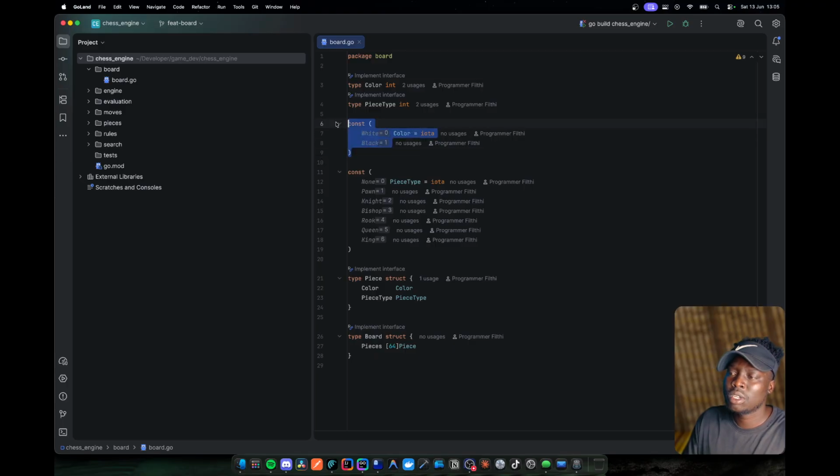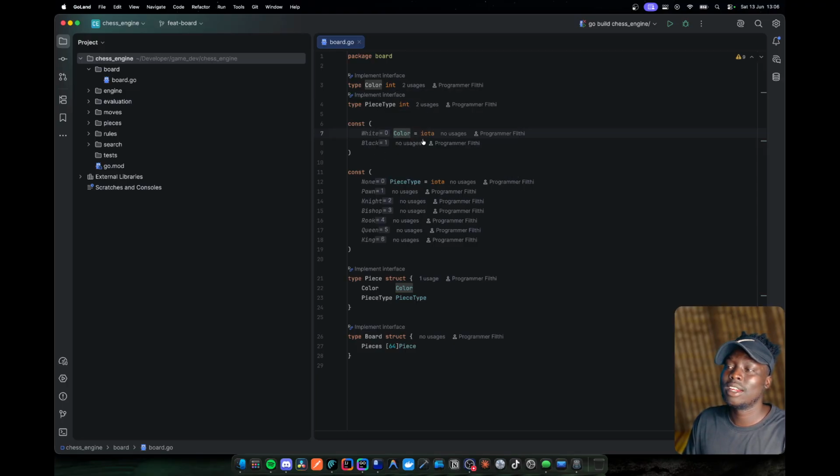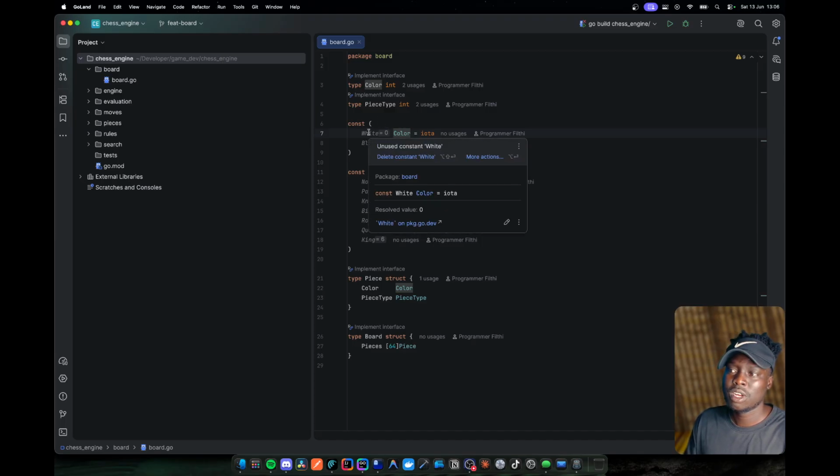And we have something called iota, which is Go's way of saying enums, right? Now, as you can see, for these enums, the first value in your constant or your enum will always be 0, right? So 0, 1. And then it will take our custom color. That means white is of type color, and it's iota, that means it starts from 0, and everything else will increment by 1.